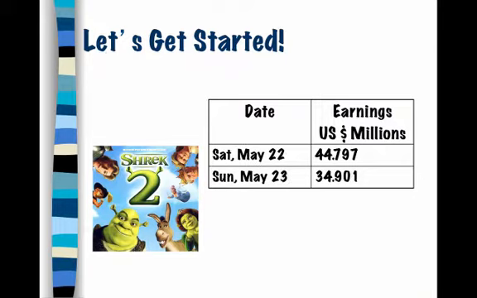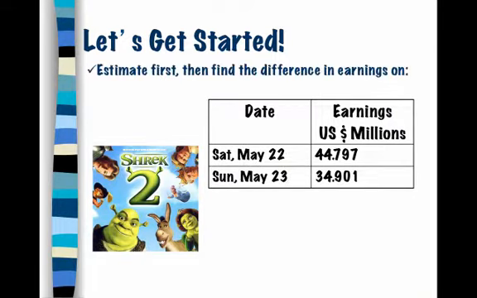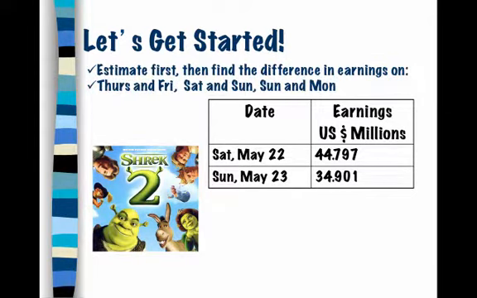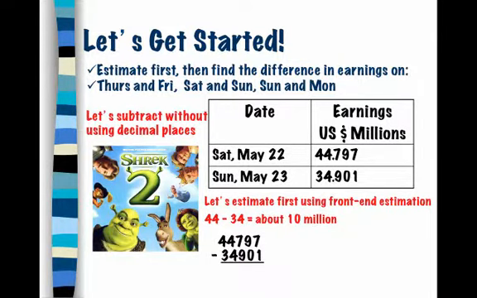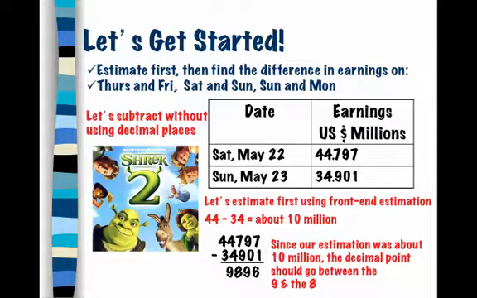Saturday and Sunday, same thing. Using front-end estimation to find out the difference, 44 minus 34 is about 10 million. Subtract without the use of the decimal places. We get 9896 as an answer. So naturally our decimal place is going to go in between the 9 and the 8 to read $9.896 million.